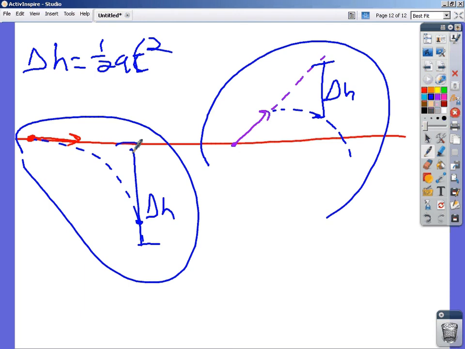Awesome. Basically all I was saying is this picture and this picture are the same. You just rotate this one to get this one. So delta H is the same in each drawing. That's why the initial velocity doesn't matter.